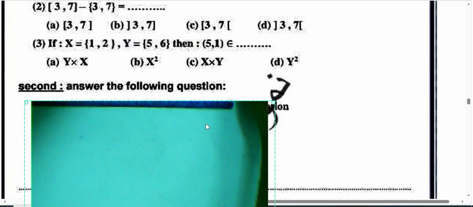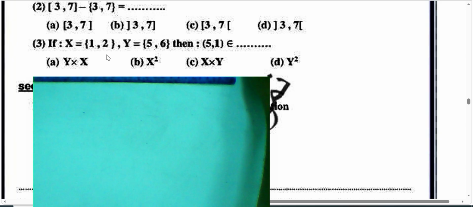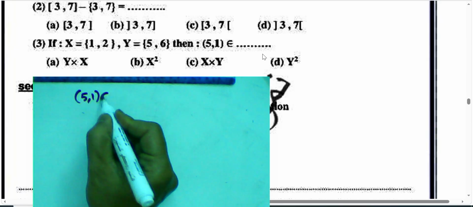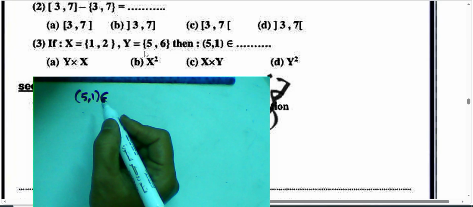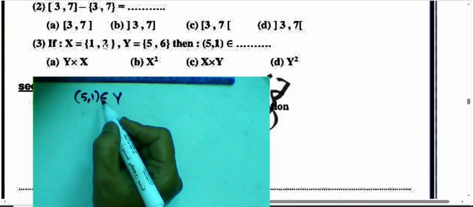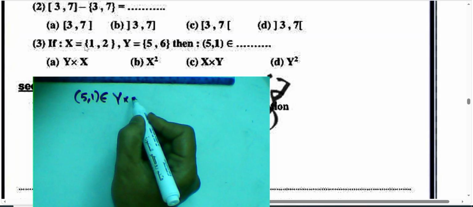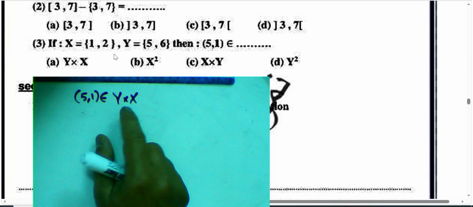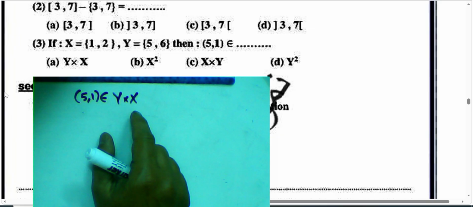Next question. If x equals {1, 2} and y equals {5, 6}, then (5, 1) belongs to what? Look here. 5 belongs to y, and 1 belongs to x, and (6, 1) belongs to y times x. It will be the Cartesian product y by x, because 5 belongs to y and 1 belongs to x. Choose letter A.